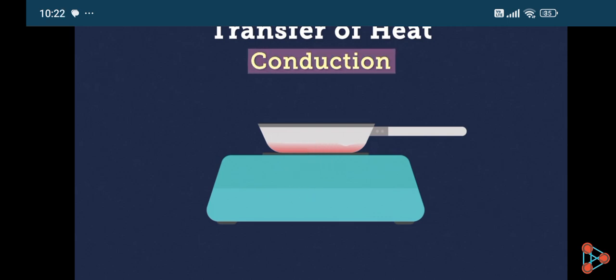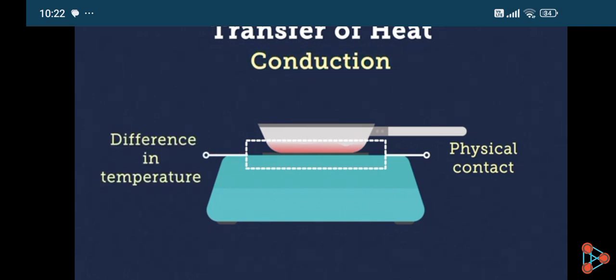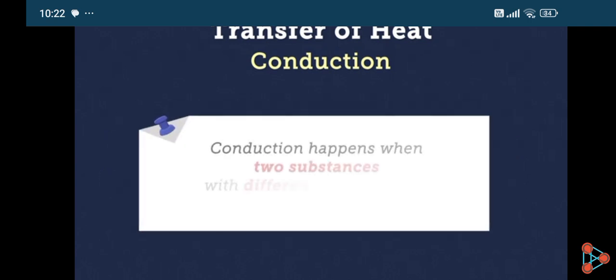It's due to the conduction of heat from the stove to the pan when they are in contact with each other. Yes, the physical contact between the two objects is necessary for conduction of heat. Note that there was a difference in the temperature of the stove and the pan, and the heat started flowing from the hotter end to the colder one. This is how we can summarize it.